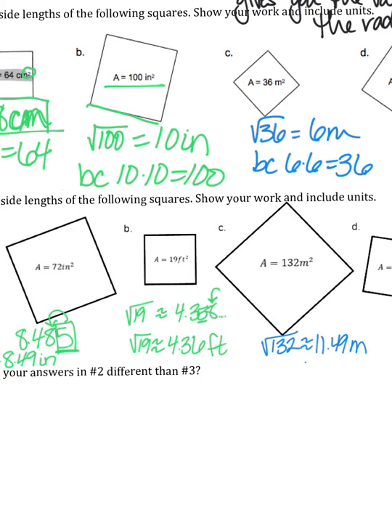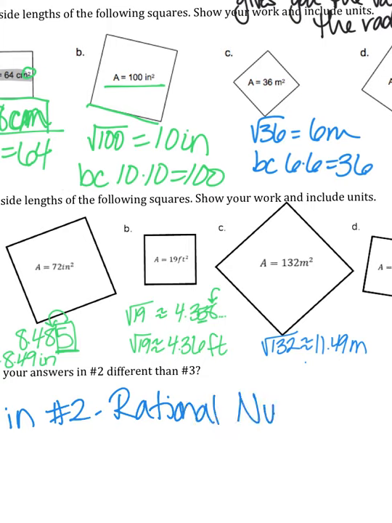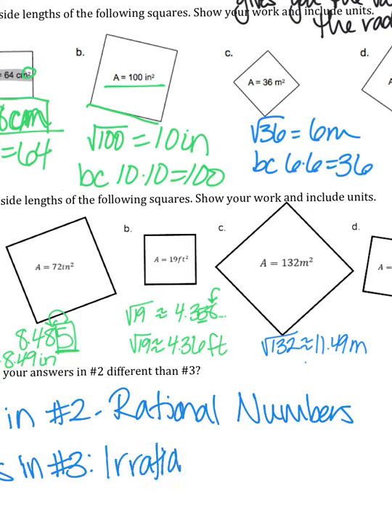And the difference is, a little vocab here, the values in number 2 are called rational values or rational numbers. And the values or the answers in number 3 are what we call irrational numbers. So we're going to look at those definitions a little bit more on our next page.